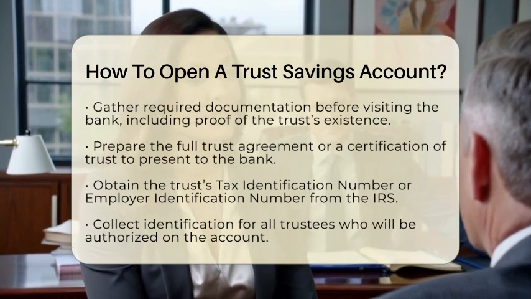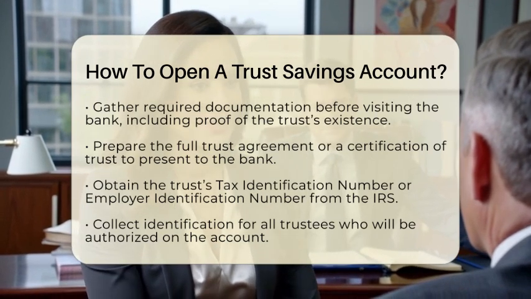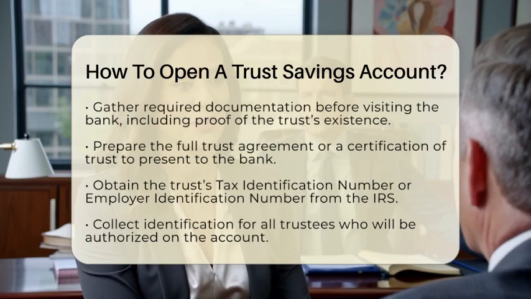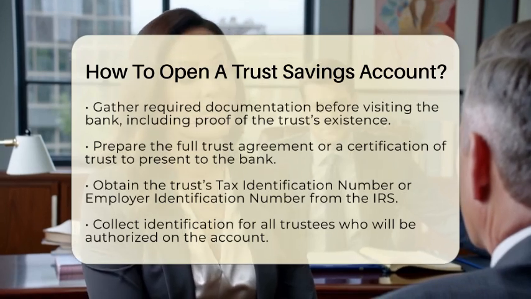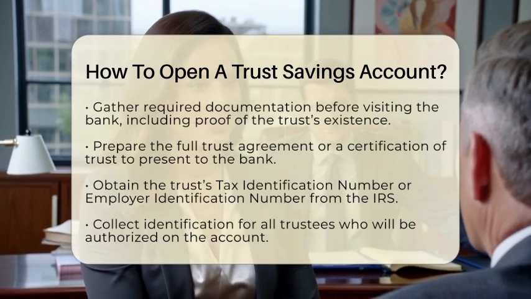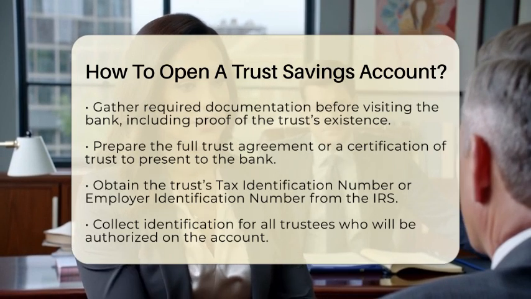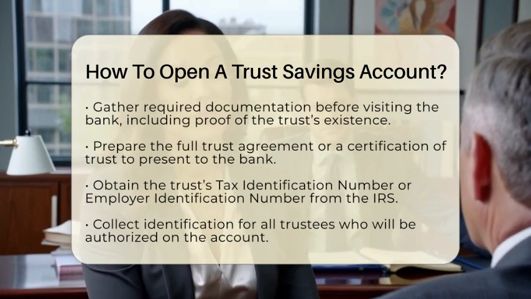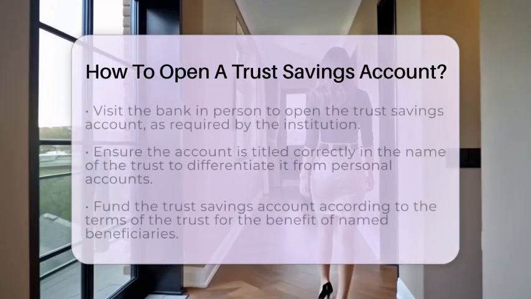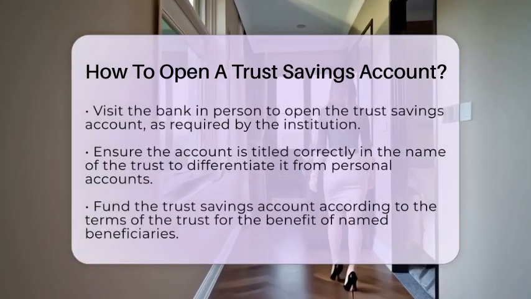After gathering your documents, it's time to visit the bank or financial institution. The trustee or trustees must go in person or follow the bank's specific process for opening trust accounts. The bank will review all the documentation to verify the trust's validity and the trustee's authority. It is essential to make sure the account is titled correctly in the name of the trust to distinguish it from personal accounts.